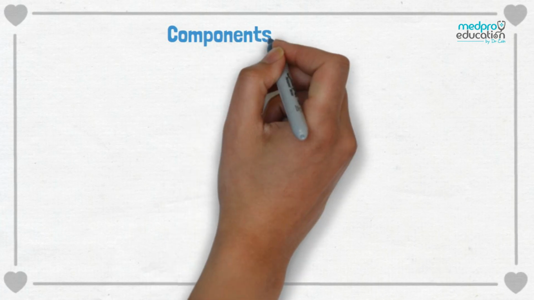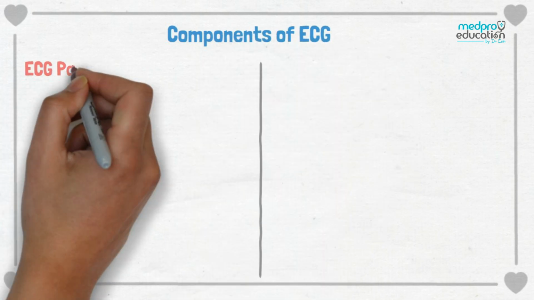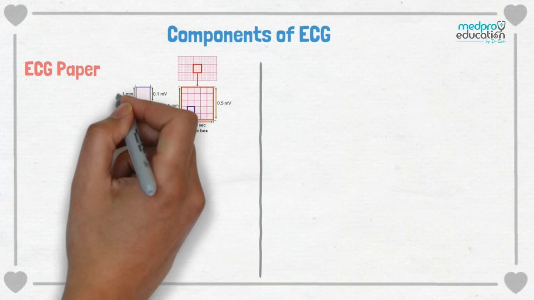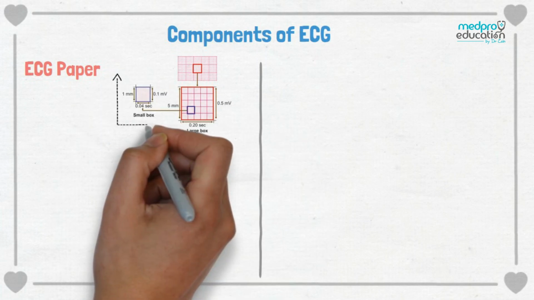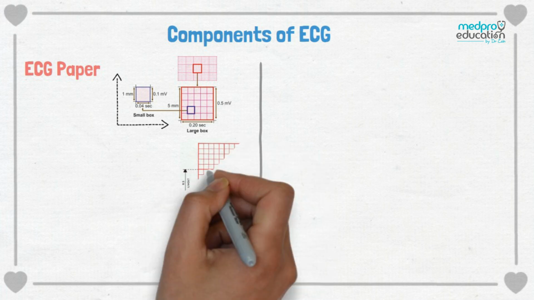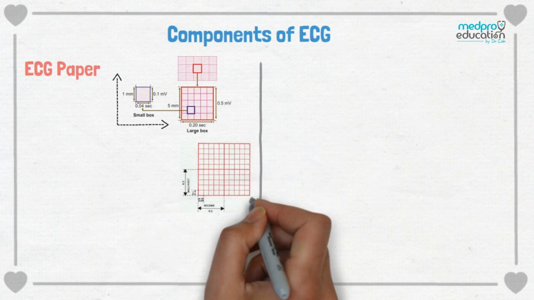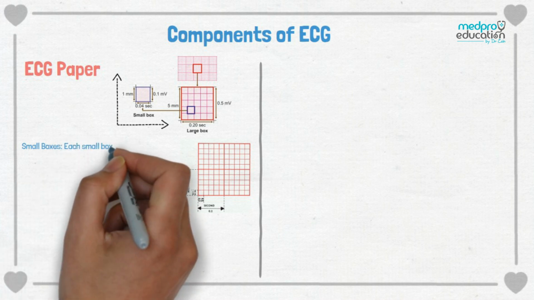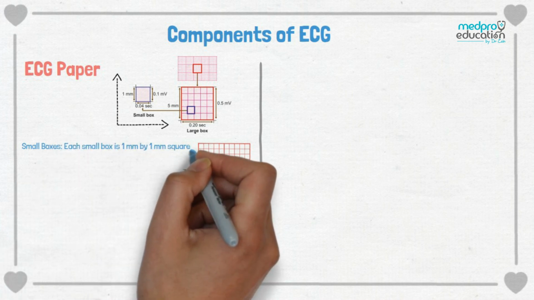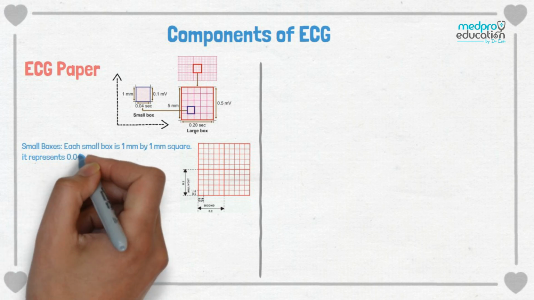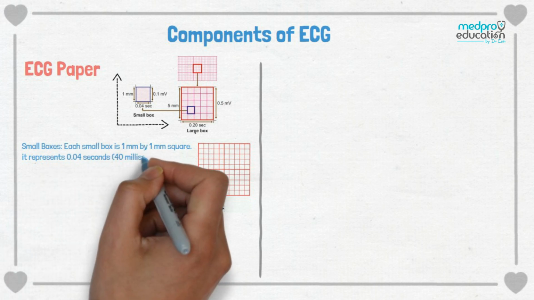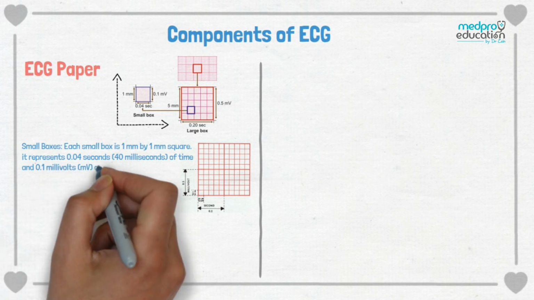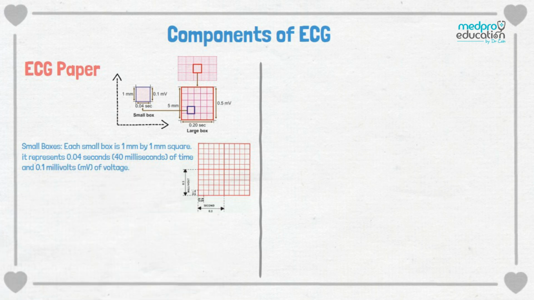What are the components of ECG? First we will try to understand ECG paper. On ECG paper we measure voltage on the y-axis and time on the x-axis. The ECG paper is divided into a grid of small and large boxes. Each small box is 1 mm by 1 mm square. It represents 0.04 seconds, 40 milliseconds, of time and 0.1 millivolts, mV, of voltage.